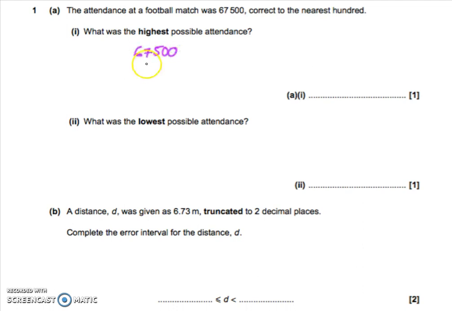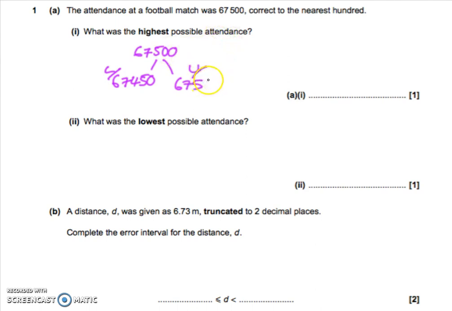67500. This is the topic of upper and lower limits of accuracy. So generally speaking, if it's been rounded to the nearest 100, you're going to be thinking about 50 either side of this number. So obviously it's been rounded to 500. We're thinking of 67450 being the lower limit of accuracy, and the upper limit of accuracy being 67550, and not 50, because that would round up to 600.